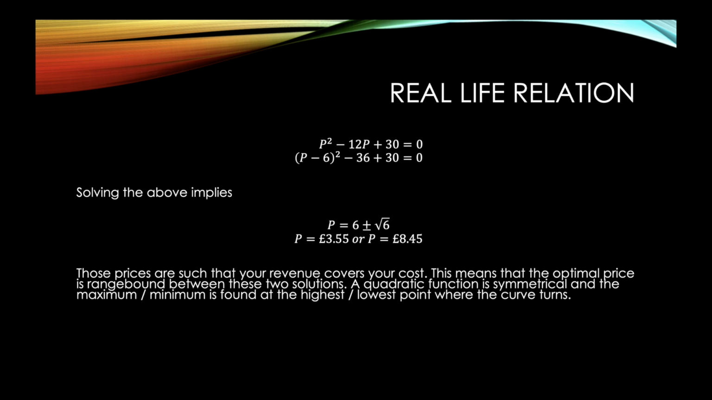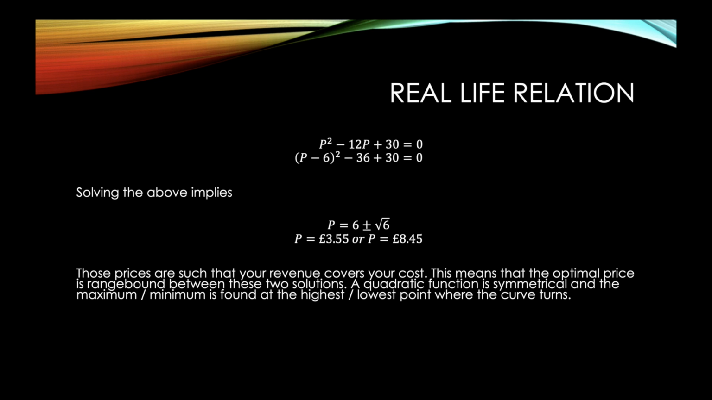That means that your optimal price should be range bound between those two prices, because you've just solved the equation where your quadratic is equal to 0. That means any revenue that you earn by selling a portion of fish and chips at either £3.55 or £8.45 will just cover the cost.